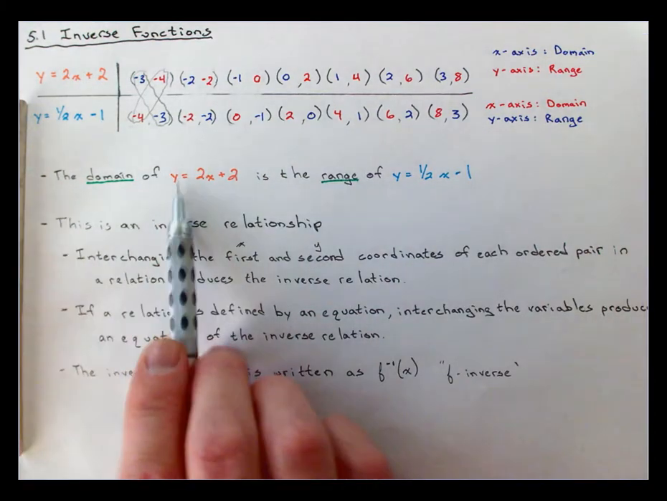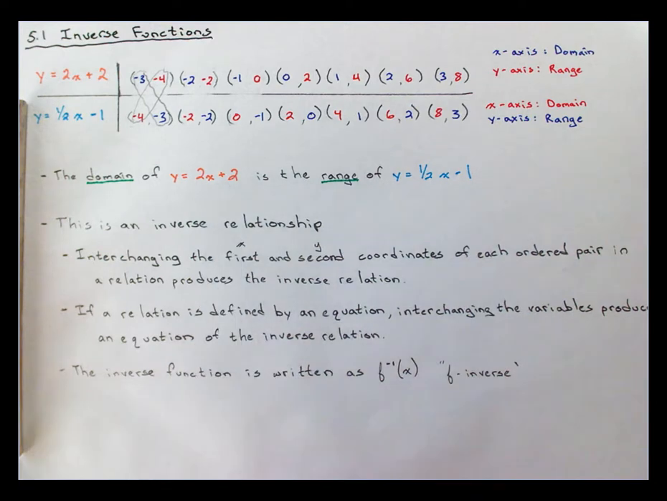So the domain of y equals 2x plus 2 is the range of y equals 1/2 x minus 1. And we can say just the opposite. The range of y equals 2x plus 2 is the domain of y equals 1/2 x minus 1, because there is an inverse relationship.